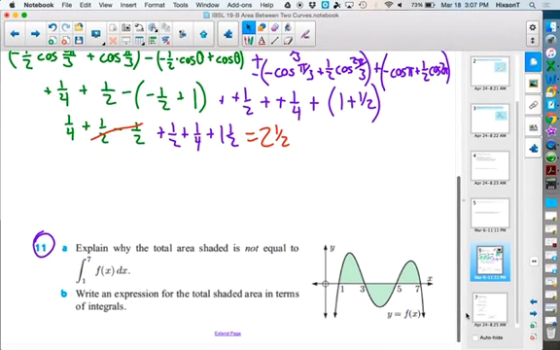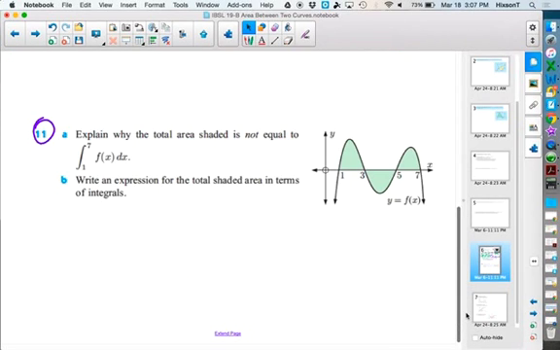So the next one here we had was number 11, okay? Explain why the total area shaded is not equal to the integral from 1 to 7 of f of x dx. Why would that be the case? Part of it's negative.